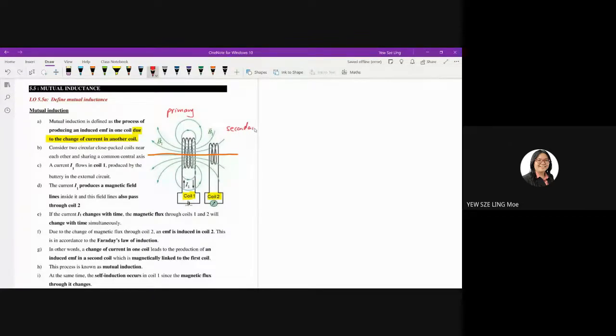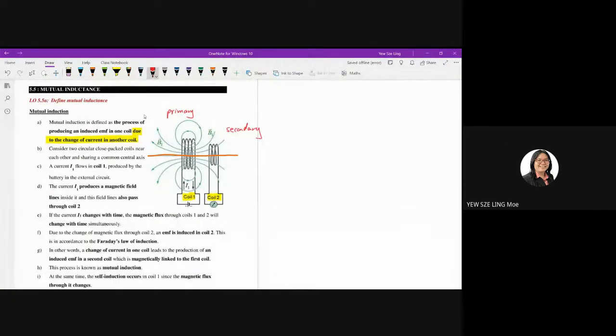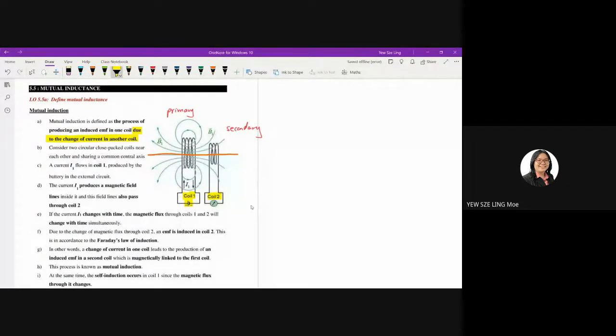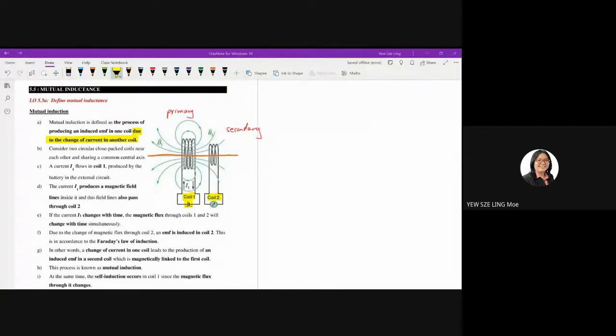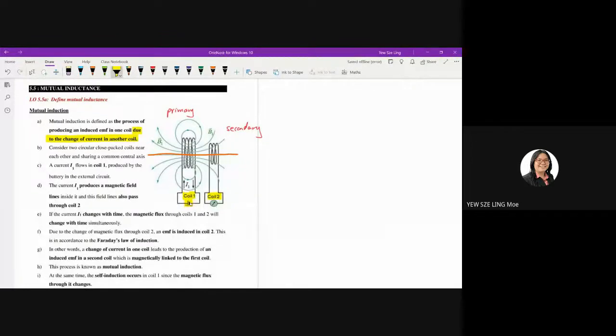What is the main difference between primary and secondary? Primary coil is the one with power supply, with battery. Secondary is the one without. If you look at the diagram right here, they put a galvanometer here because they just want to show you the directions of the induced current flow. The moment you switch on the power supply, magnetic field will be generated in the primary coil. The one with current is coil 1, the primary coil. It will have magnetic field.